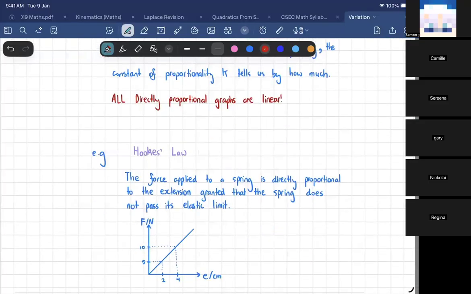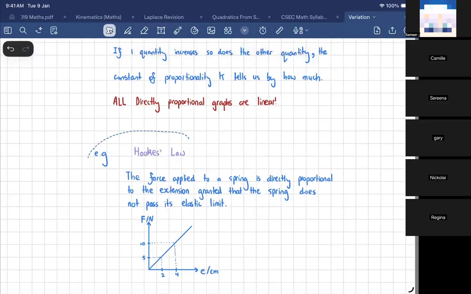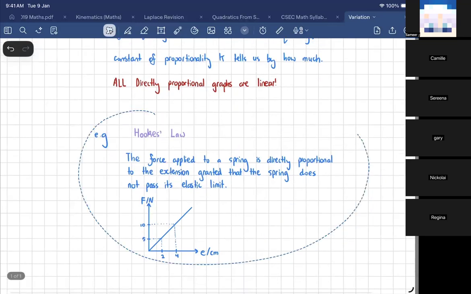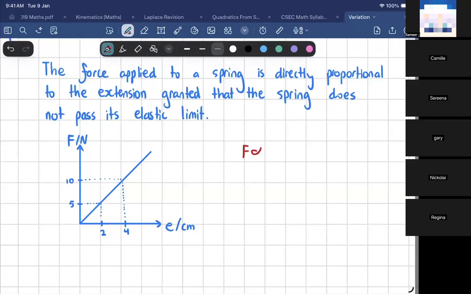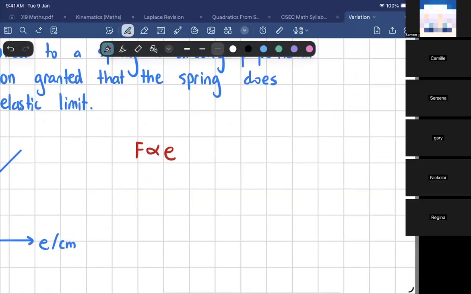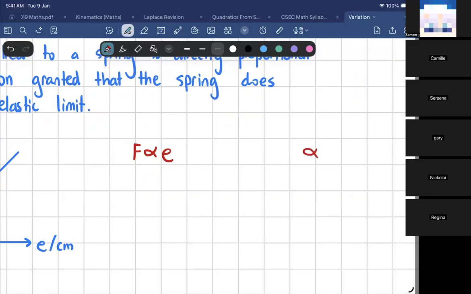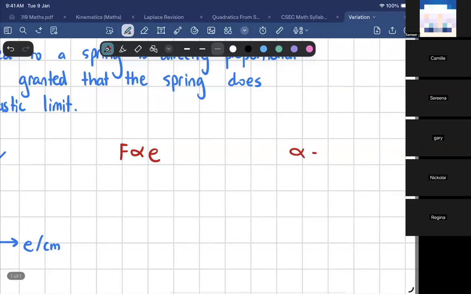And you're probably wondering, how would I express this in variation notation? Well, I'll show you. So I would say that the force is directly proportional to the extension. Could everybody see this symbol over here, the weird looking symbol that looks like a fish missing part of his tail? Could any of you guess what that symbol means? Yes, this symbol tells us that the force is directly proportional to the extension.